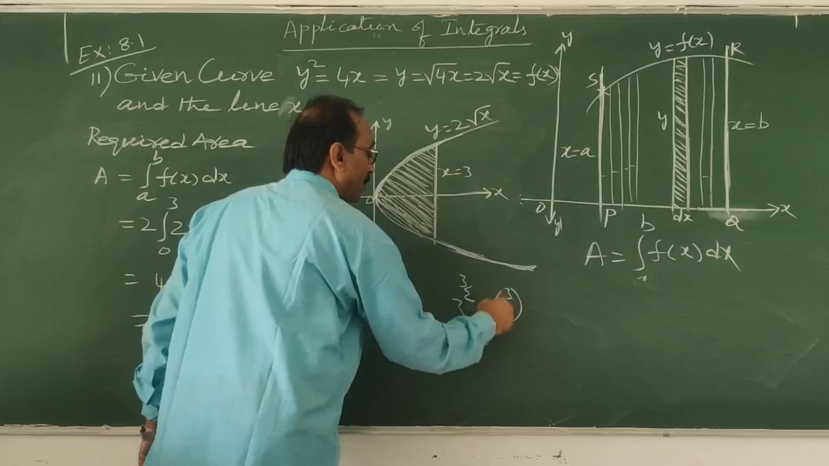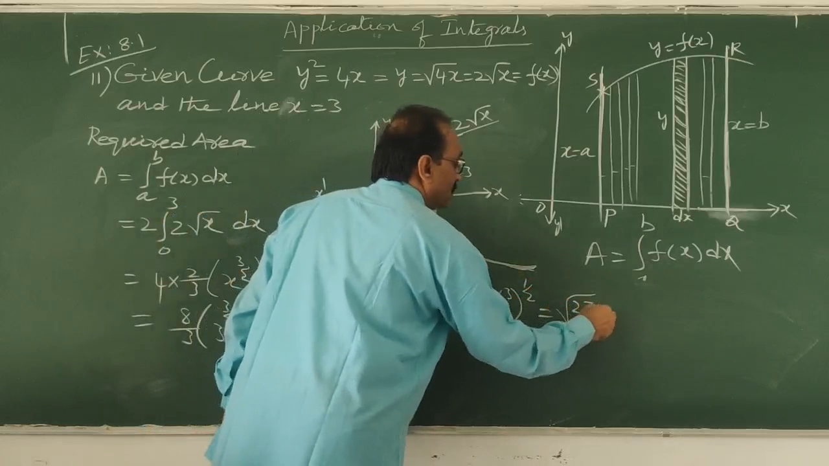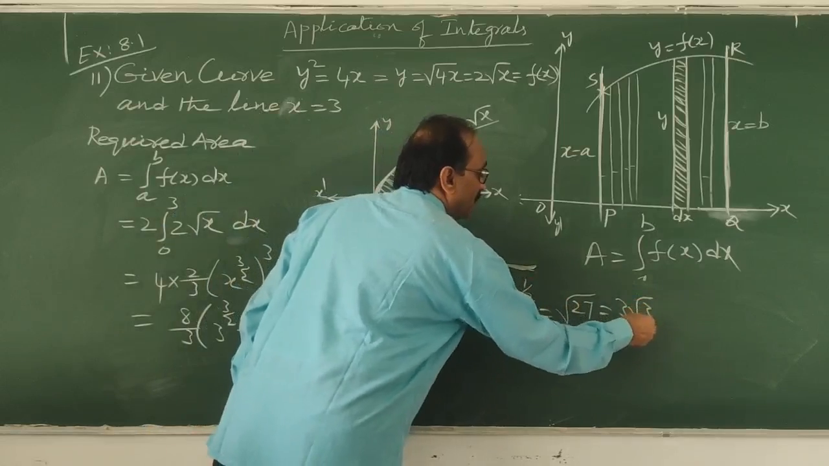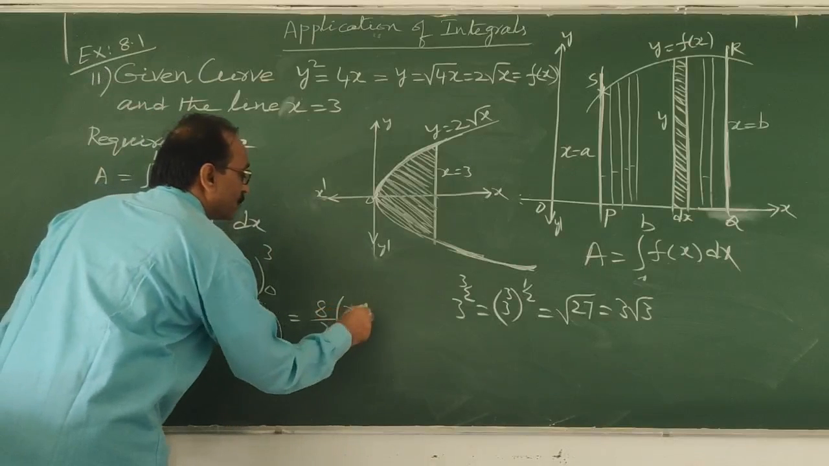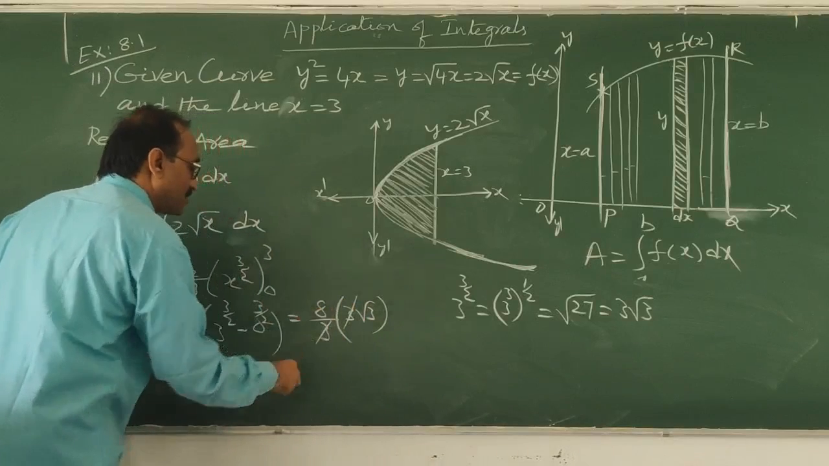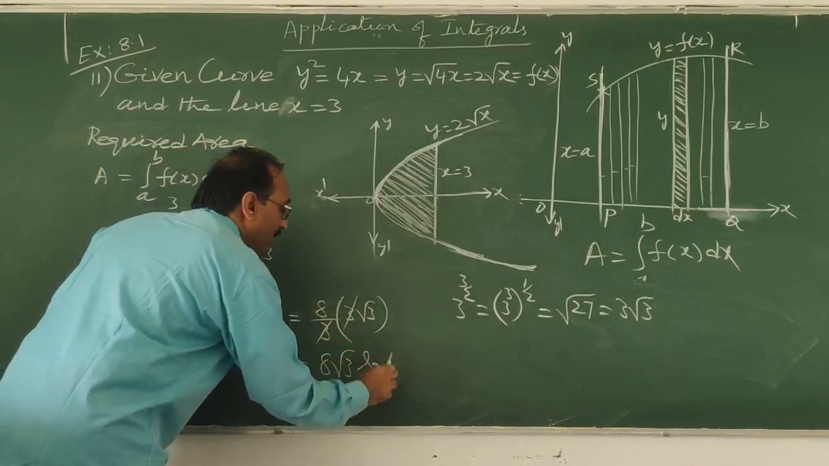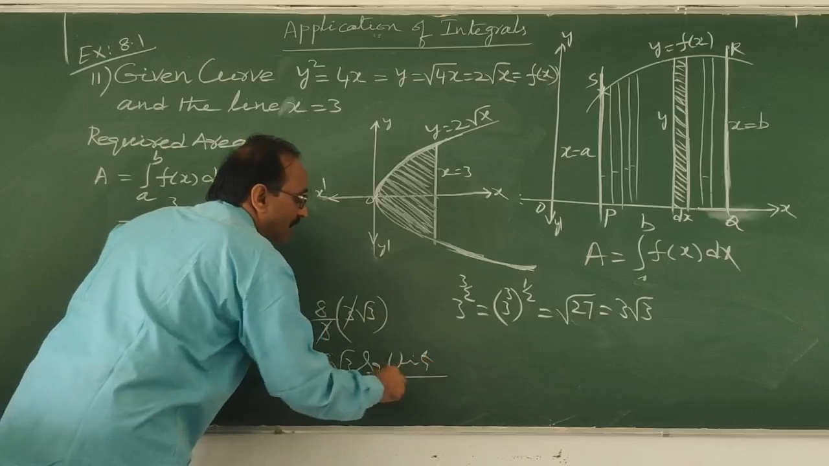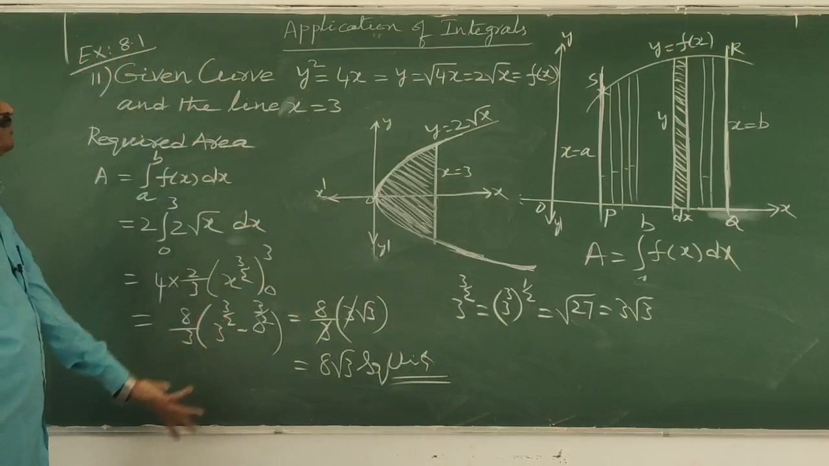3 cube whole to the power of 1 by 2, which is nothing but root 27, which is nothing but 3 root 3. Root 9 into 3, 3 root 3. So write 3 root 3 here. So 3 cancel. So finally you will get 8 root 3 square units is your answer. Okay? Again the same only.